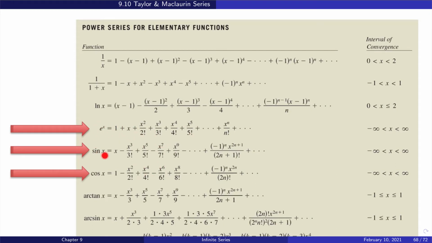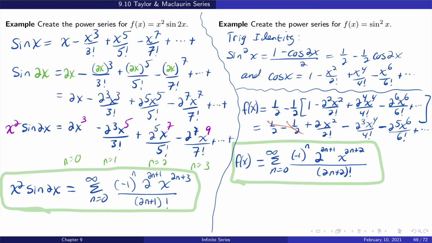So now we're going to use these three memorized series to expand into other functions as well. First example, now we're going to create a power series for x squared sine 2x. Well, we found sine x earlier, and this has the odd powers alternating between +1 and -1 with denominators that are also odd. So to get sine 2x, I'm just going to replace all my x's with 2x. So first x becomes 2x, x cubed becomes 2x quantity cubed, etc., etc.